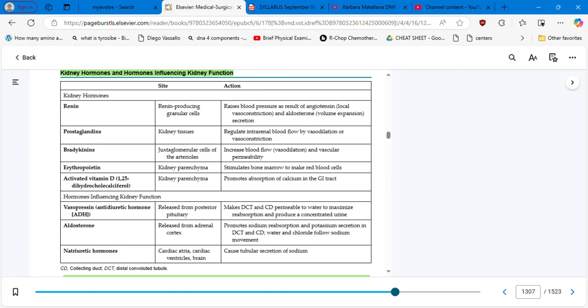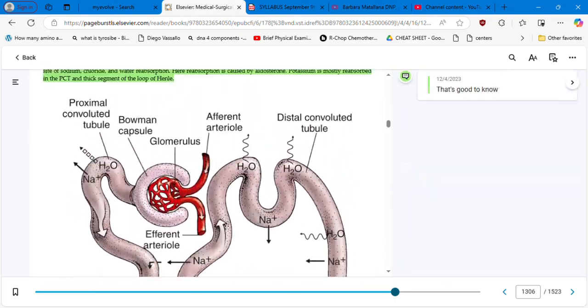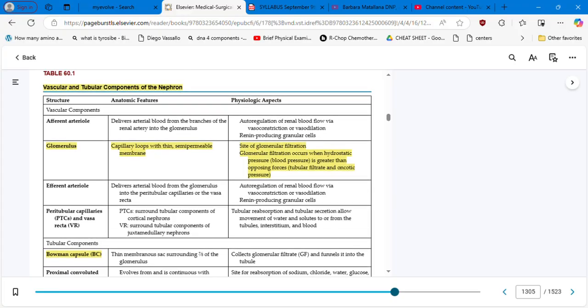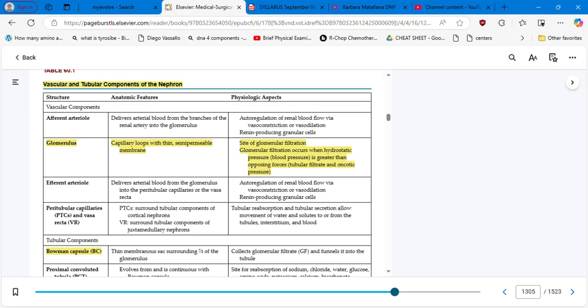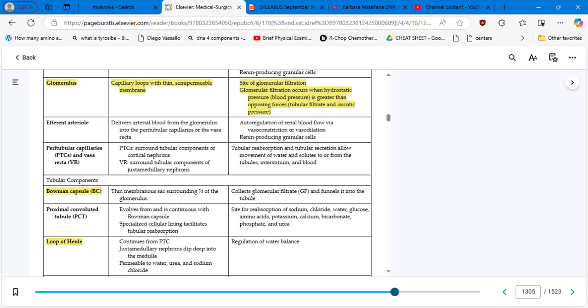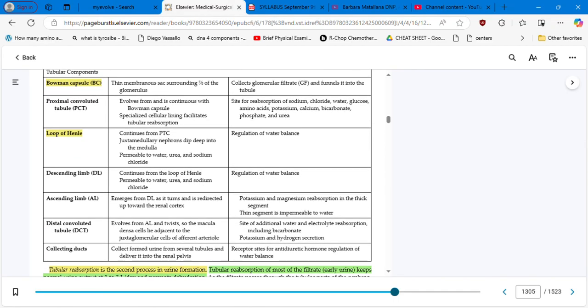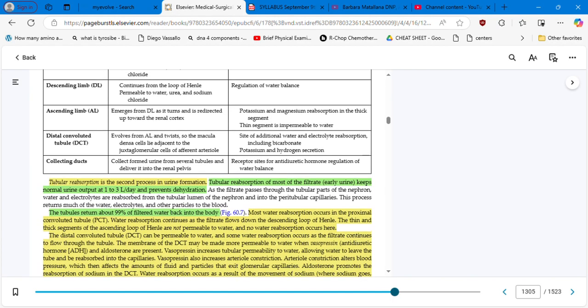In the previous video, in part 1, we were talking about some important concepts that I want you to remember. It's the vascular and tubular components of the nephron. I really appreciate it if you know the definition of the glomerulus and its location. It's very important. Also the Bowman capsule, because it's associated with the glomerular filtration rate. The loop of Henle, the importance of regulation of water balance. Those are concepts that I really want you to remember.